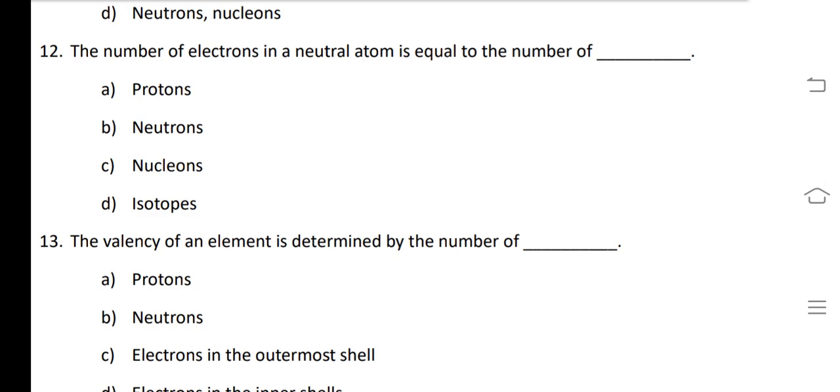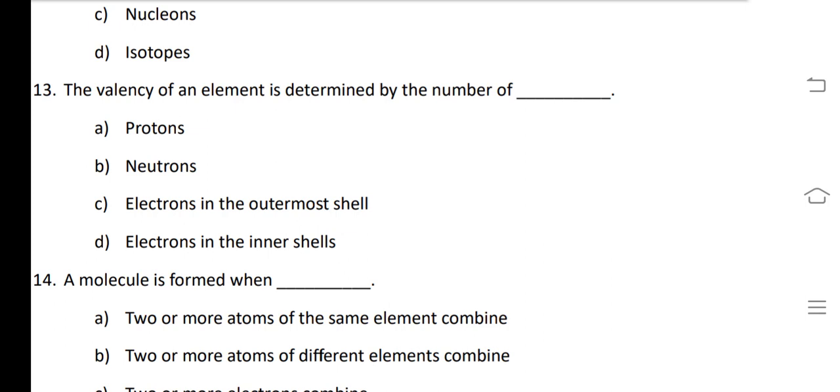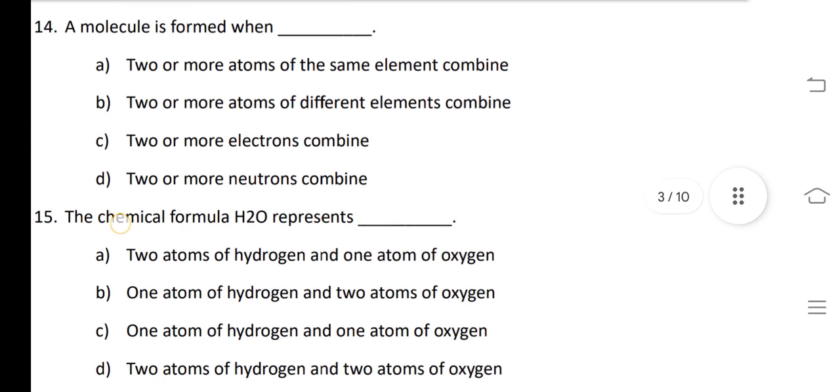Our next question: the valency of an element is determined by the number of electrons in the outermost shell. Option number C is correct. Our next question: a molecule is formed when two or more atoms of the same element combine, or two or more atoms of different elements combine. So the correct answer will be option number B. A molecule is formed when two or more atoms of different elements combine.